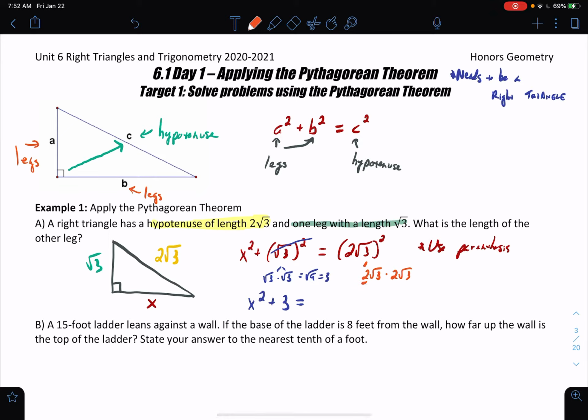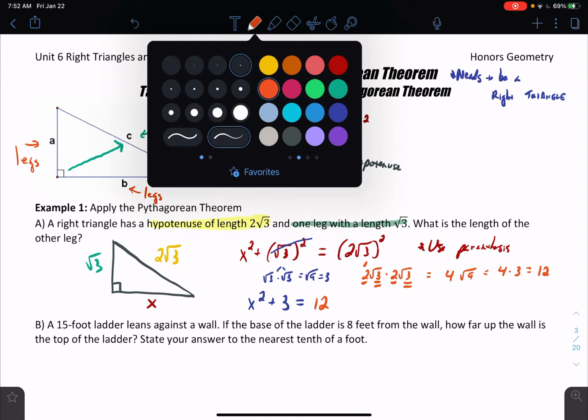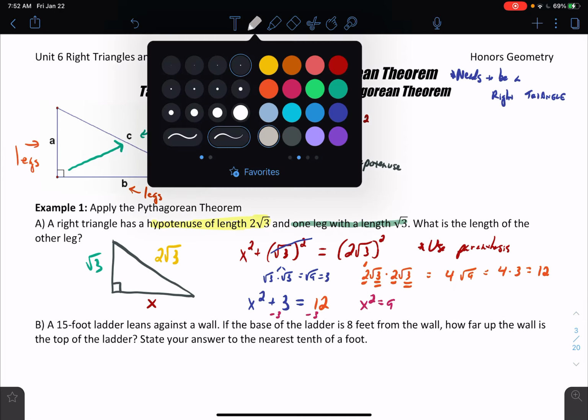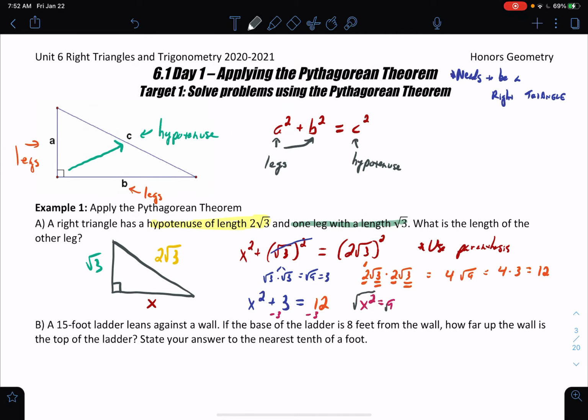So 2 times 2 is 4. Square root of 3 times square root of 3 is square root of 9. So this is going to be 4 times 3, which is 12. Okay, so we get x squared plus 3 equals 12. So now I'm going to run out of room a little bit, but I'm going to subtract 3 from both sides. So I'll get x squared equals 9. Oops. Square root of both sides, and we'll get x equals 3. So x equals 3.